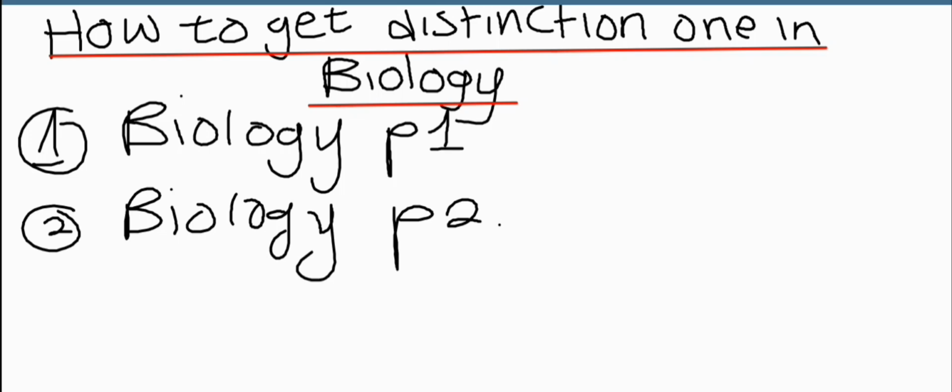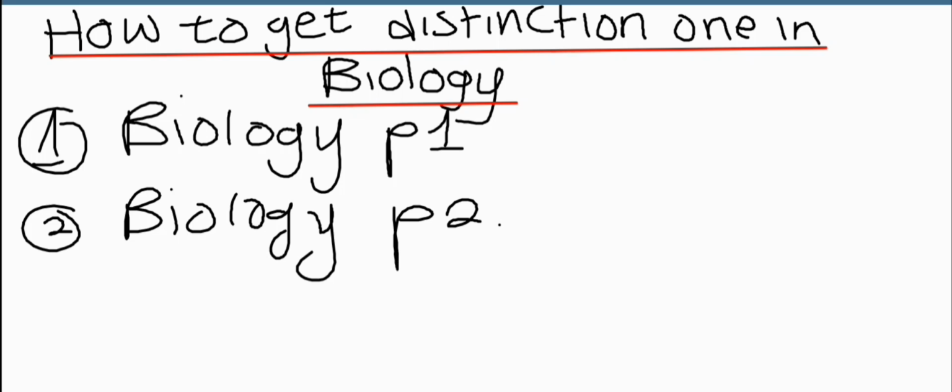The first thing, I'm going to start with paper 1. How they bring questions in paper 1, they almost bring questions in almost all the topics. Now, how are you going to manage if you're not going to finish the syllabus? How can you get 1 in biology? So this one is going to help you for examination preparation.